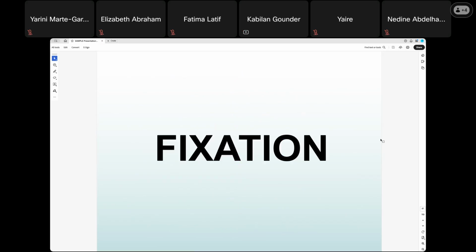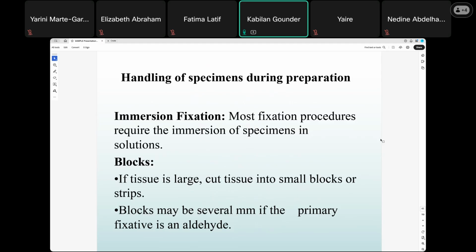For fixation, we detailed how we fix, why we want to fix samples, and what type of chemical we use. Fixation is very, very important. Most fixation procedures require the immersion of specimens in solutions, right? It is a chemical fixation. So you need to fix the whole material. That means it has to be filled with the fixatives.